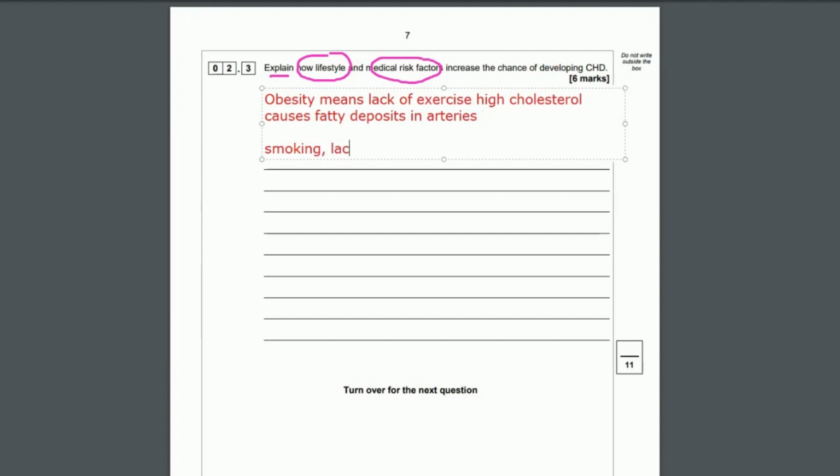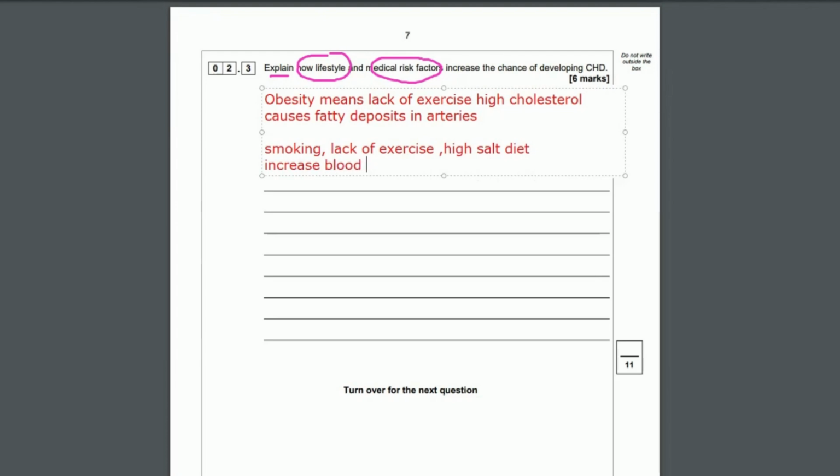Let's do a little comma. Again, I'm mentioning lack of exercise. And let's say high salt diet. So what I've done here, I'm linking these. What do you think smoking, a lack of exercise, and lots of salt do to your blood pressure? These increase your blood pressure.